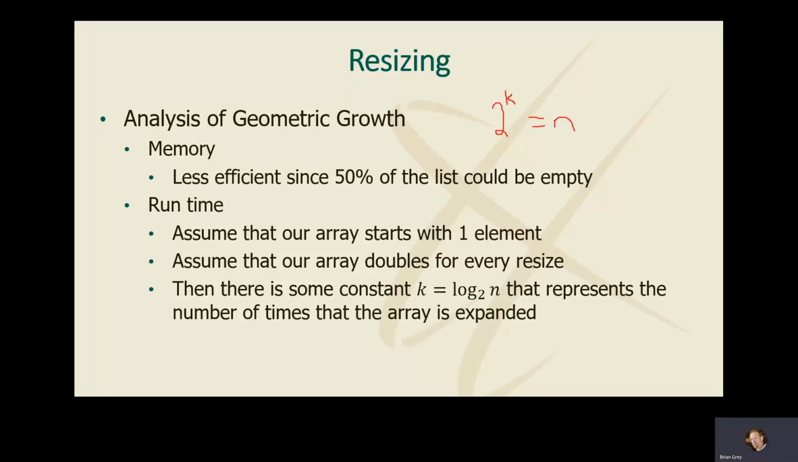Right? 2 to the k equals n. This is how you isolate k. So these two statements are equivalent. This one just has n in isolation on one side. This one has k in isolation on one side. Okay, so log is the reciprocal of exponent. Simplest way to think of it.